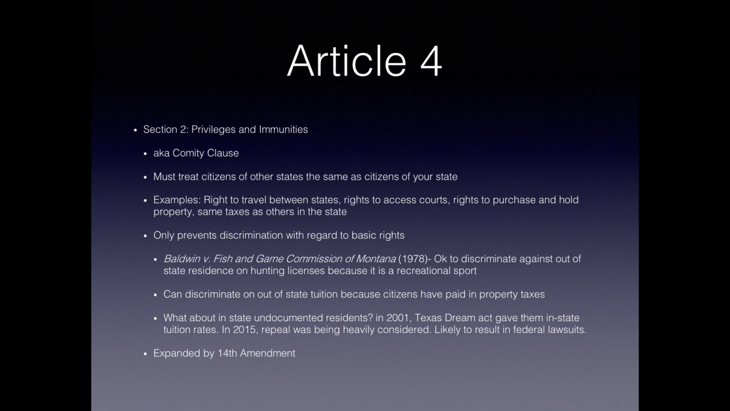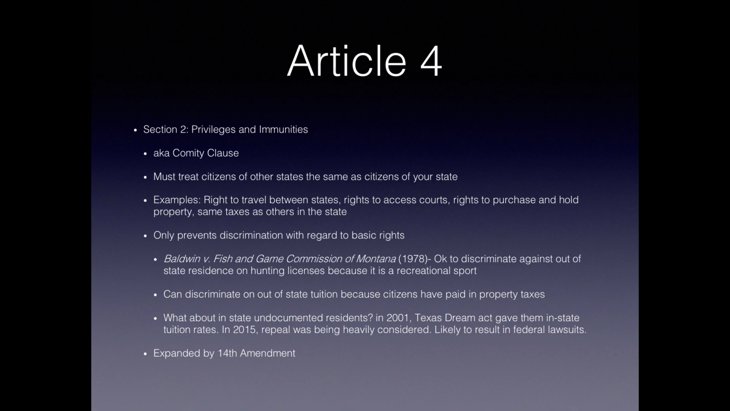Article 4 also contains the privileges and immunities clause, called the comity clause, which is different than comedy, ha ha ha. It just sounds similar, which basically means you have to treat citizens of other states the same as you treat citizens of your state. So if a Californian moves to Texas, which they all like to do, we have to treat them just like we treat other Texans. So this means you have the right to travel between states, you can go into courts in other states, you can own real estate in other states. They can't impose special taxes on you for being out of state.